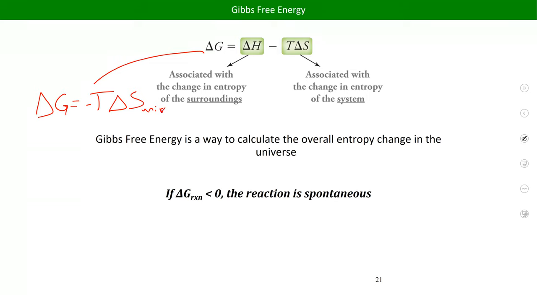As long as delta S of the universe is positive and T is in Kelvin, so T is always positive, then there's that negative sign, right? So if delta S for the universe is positive, delta G will be negative. So this is where we get our ability to mathematically determine whether a reaction will happen or not, whether it's spontaneous or not, based on delta S of the universe. Pretty clever the way they sort of redefined things and just did some substitution. It's not even that tricky in math, really, right?